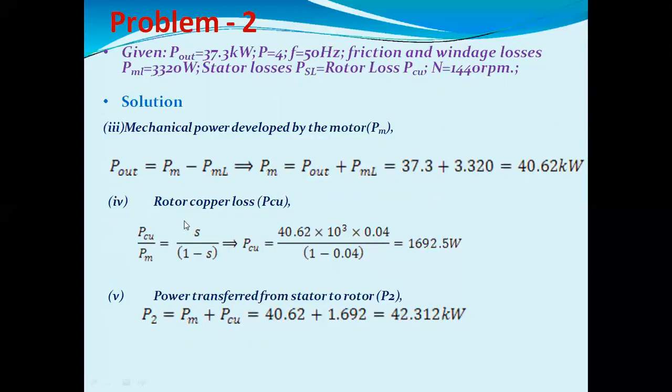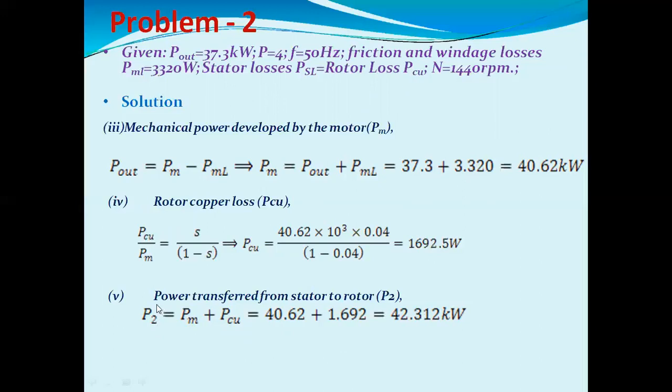The rotor copper loss, that is PCU by PM, is S by (1 minus S). Just putting those values, we find the PCU. The slip is 0.04 that we have just calculated, so it is 1692.5 watt. Power transfer from stator to rotor, that is P2, equals PM plus PCU, that is 40.62, the mechanical power, plus 1.692, that is 42.312 kilowatt.